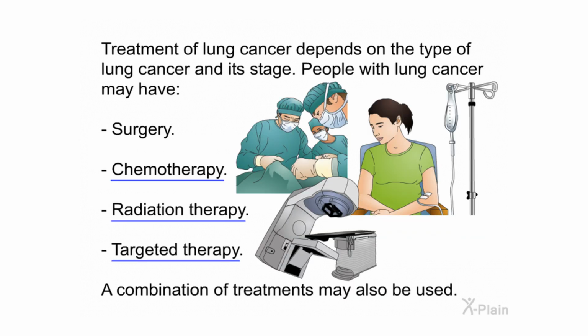Treatment of lung cancer depends on the type of lung cancer and its stage. People with lung cancer may have surgery, chemotherapy, radiation therapy, targeted therapy. A combination of treatments may also be used.